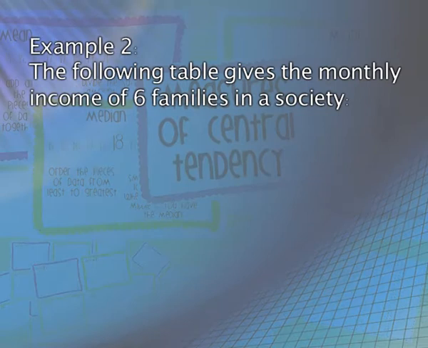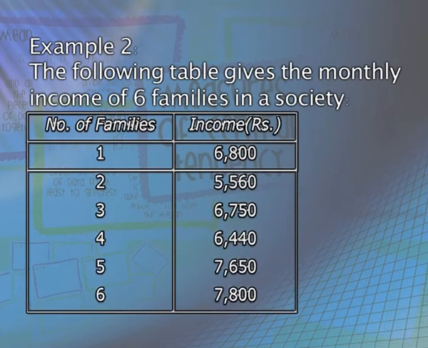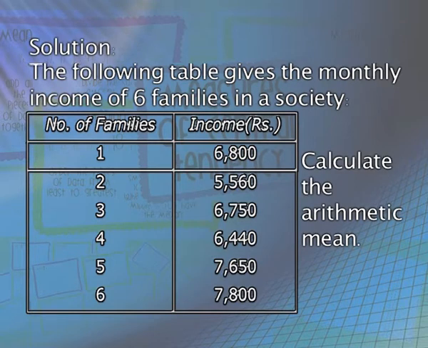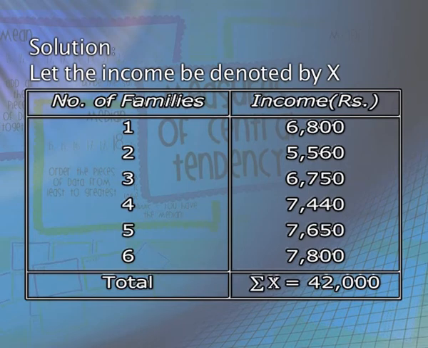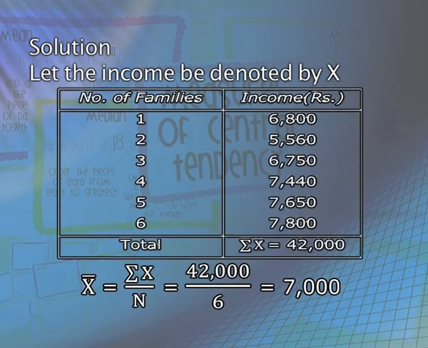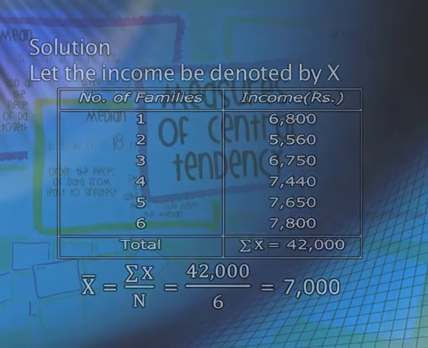Example number 2 here. The following table gives the monthly income of 6 families in a society. Calculate the arithmetic mean here. Solution. Let the income be denoted by x here. X bar is equal to sigma x divided by n, we know. So we are adding all the values here. So we are getting sigma x equals 42,000 and n we already have is equal to 6. So sigma x by n will be 42,000 divided by 6, which will give you 7,000. Hence the average income is 7,000 per month.